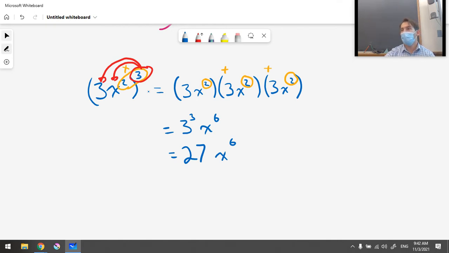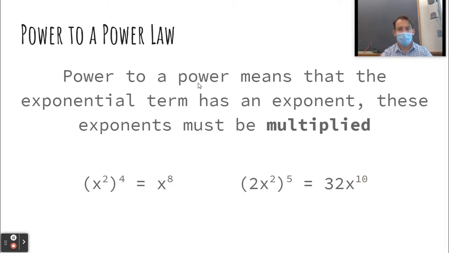Okay? Power of a power is okay? So power to a power means that the exponential term has an exponent. These exponents must be multiplied. Here's an exponential term. It has another exponent. You multiply the exponents.